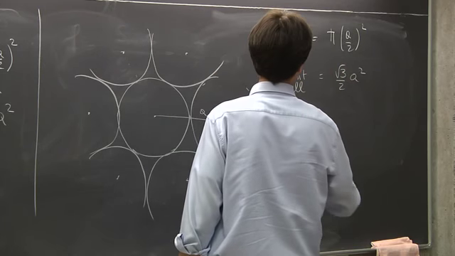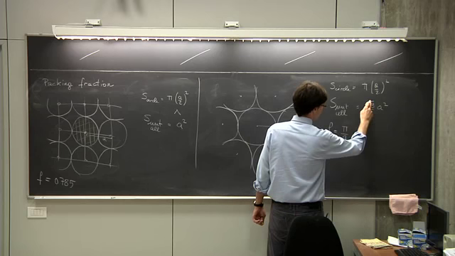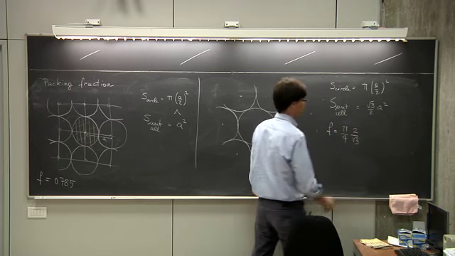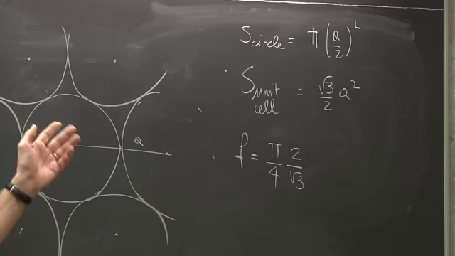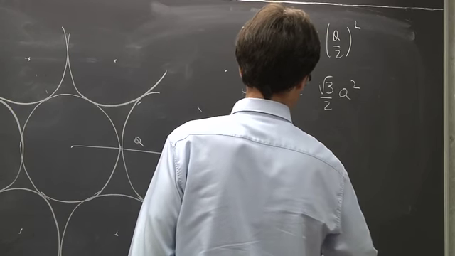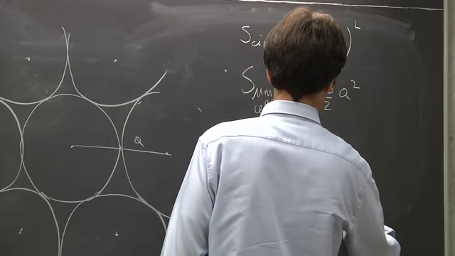Packing fraction, pi over 4 divided by the area of the unit cell, 2 over square root 3, right? a squared, of course, is 1. So it's pi over 2 square root 3.